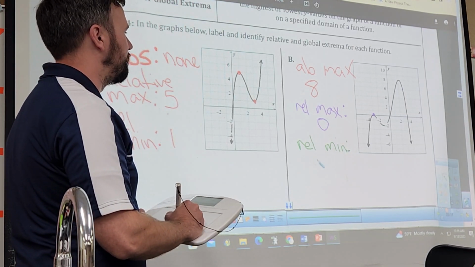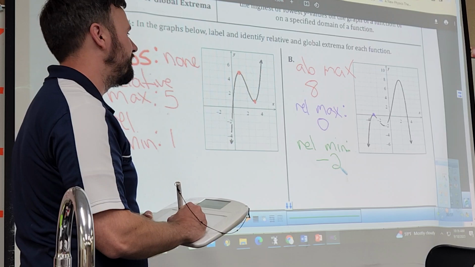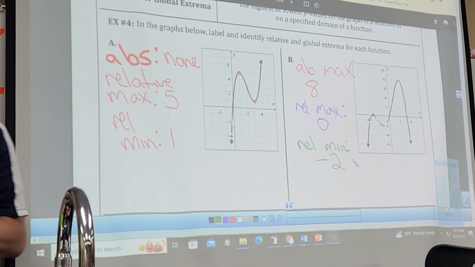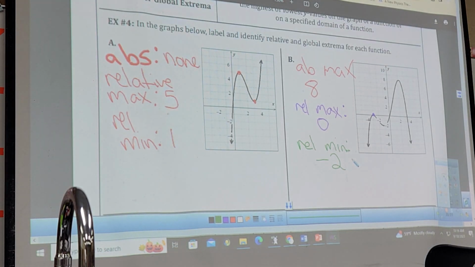Are you guys getting the picture of the difference between where and what, right? Where is always X, what is Y.